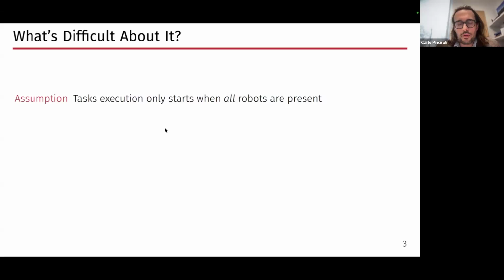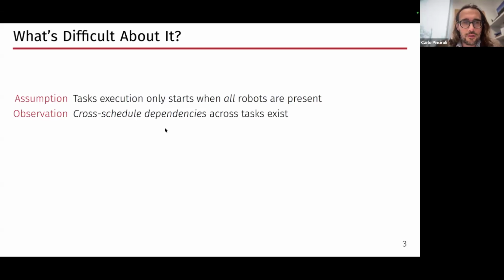First of all, one of the things that is really interesting about our version of this problem is that we assume that task execution only starts when all the robots are present. And this is because we want coalitions to really, really be important. So we don't want just robots to arrive whenever they want, but we want to consider coalitions because this also creates interesting variants. For example, one of the things that can happen is that we have cross-scheduled dependencies across tasks. So if one robot, for some reason, is late, and it's needed for a certain task, well, it's going to make everybody else late as well. This is because the coalition cannot start working unless everybody is there.